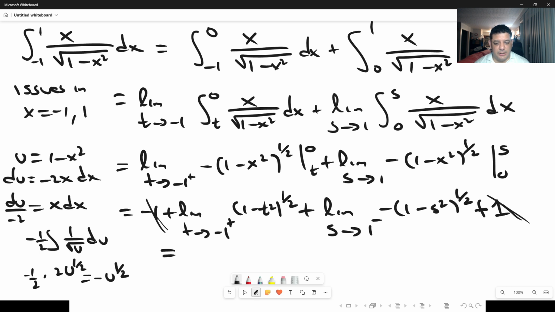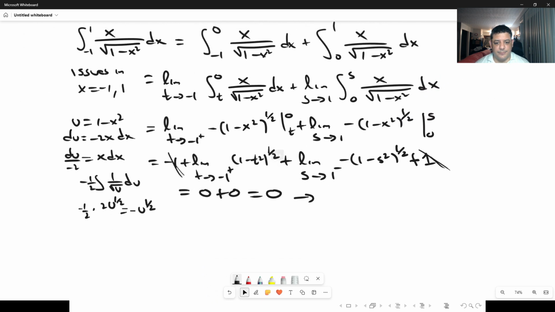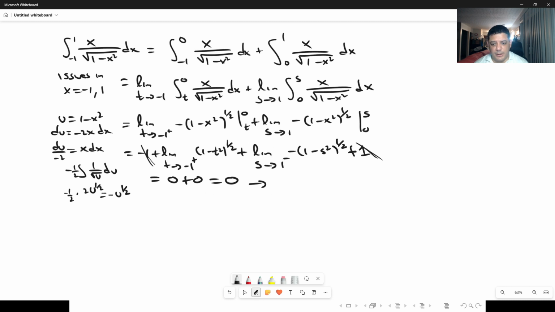And now it's going to be the limit here. When t goes to minus 1, this becomes the square root of 0, so this is going to be just 0. And similarly here, when this goes to 1, this becomes 0. So both of these cases are 0, and the integral here is just going to be 0. So we can consider that overall the integral from minus 1 to 1 of x over the square root of 1 minus x squared dx is 0 and is convergent.